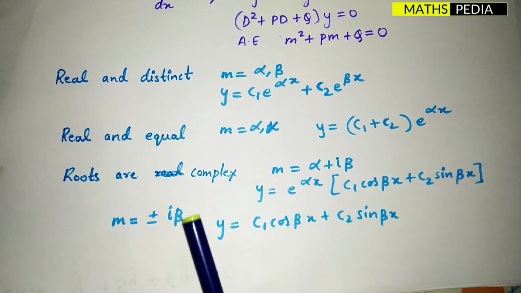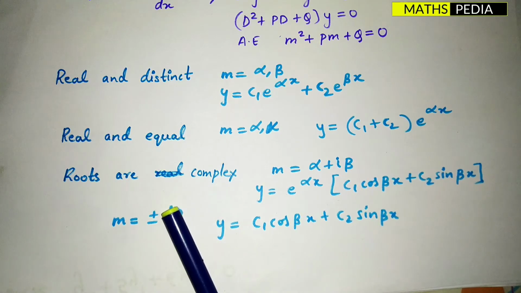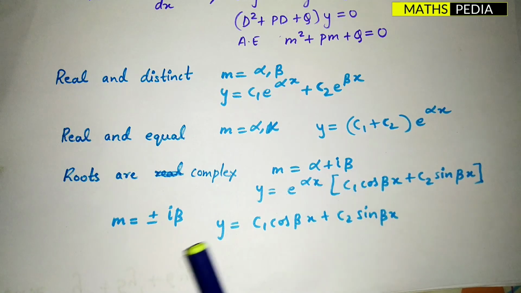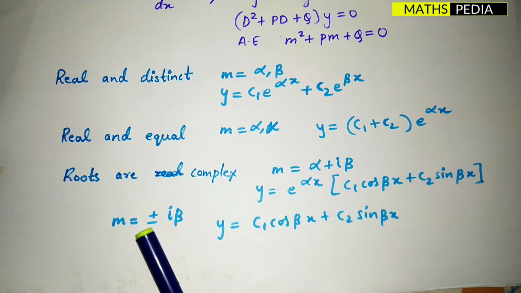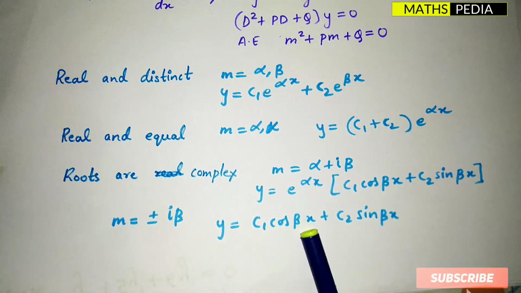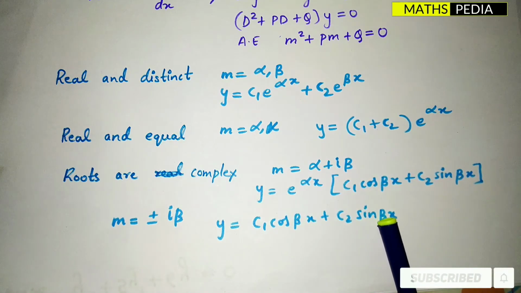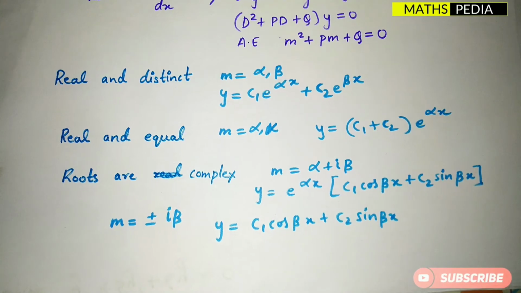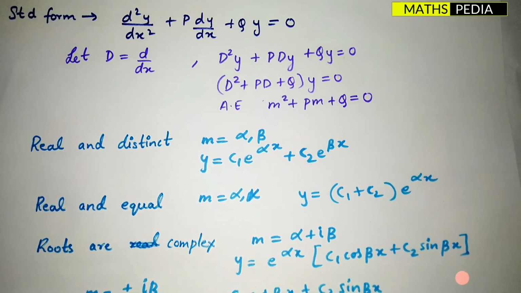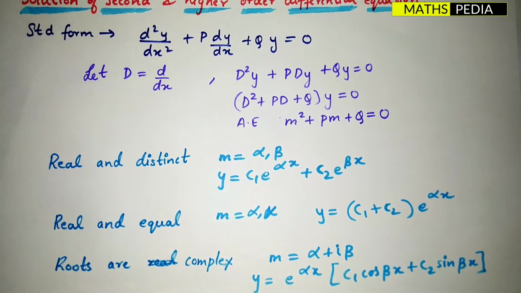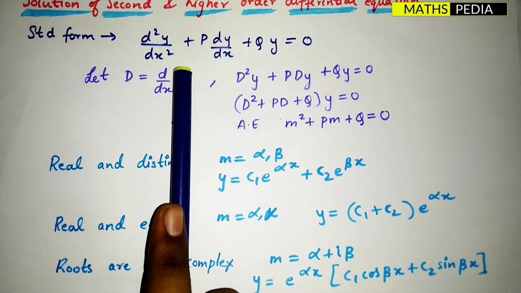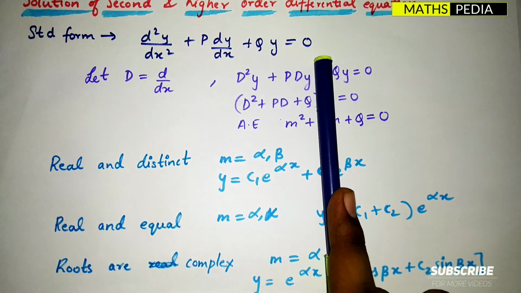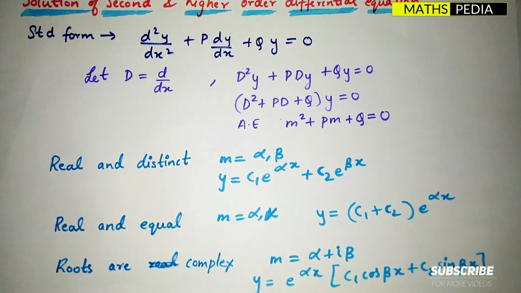In case you get only the imaginary part, then you have to consider y is equal to c1 cos beta x plus c2 sin beta x. Here alpha is not playing any role, so we remove this part. That's it. These are the 4 cases we can consider whenever you have to find the solution. This is for the homogeneous differential equation, where you get the differential equation in this form. So let us see a few questions based on this.